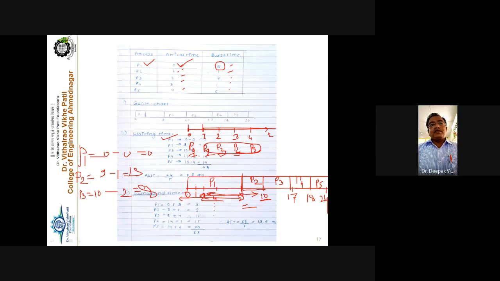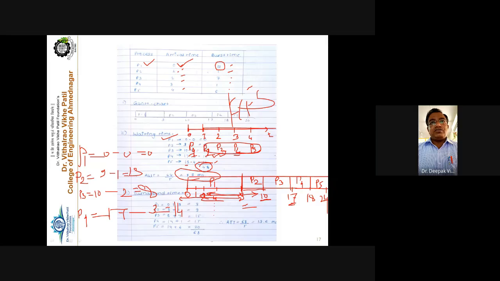Remember this point. Then P4, so P4 starts executing from 17, so 17 minus arrival time of P4, which is 3, that is equal to 14, right? 14 is the waiting time, and for P5, 18 minus 4 arrival time, that is equal to 14. So add all these things, the addition comes out to be 44, and you are getting here the average waiting time for all the 5 processes with the help of your FCFS policy. So I think all of you get the same answer.